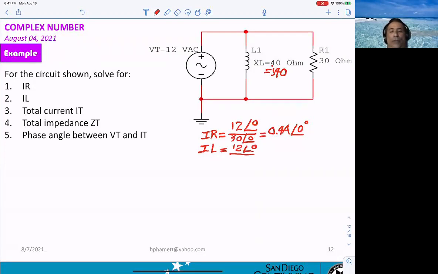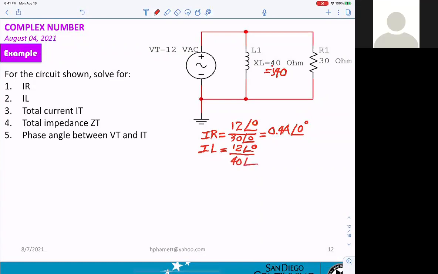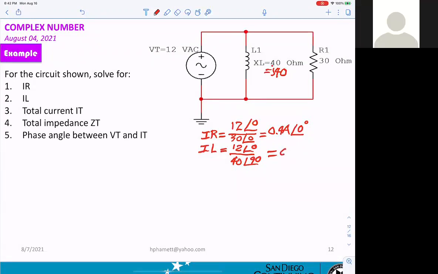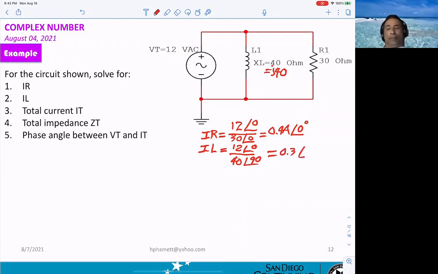For IL, 12 divided by 40 is 0.3, with angle 90 degrees. Right? And 0.3, the angle is negative 90. Yeah, perfect.